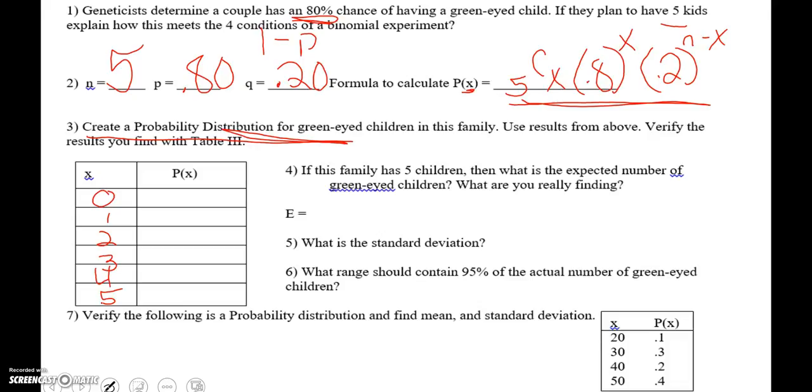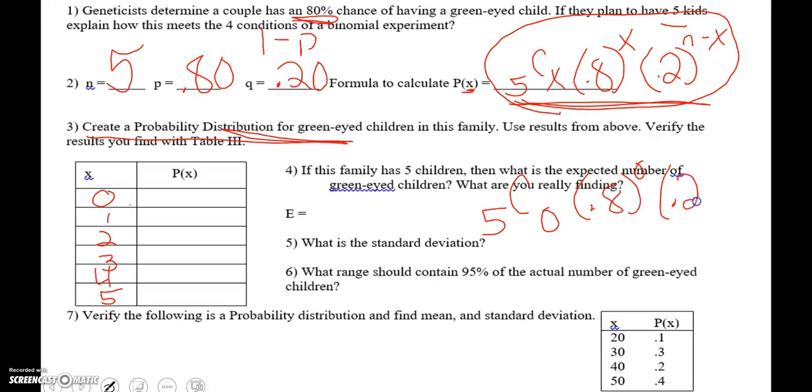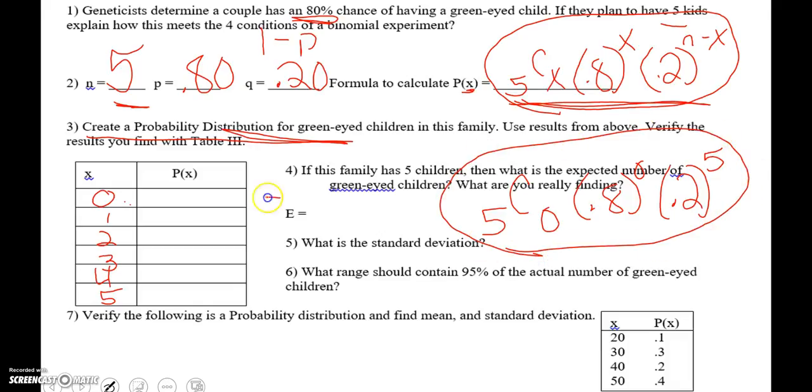What is the probability of having 0 green-eyed children? Well, we have to use this formula right here, which would be 5 choose 0, times 0.8 to the 0 power, times 0.2 to the n, which is 5, minus x, which is 0. So that's to the 5th power. Put this into the calculator, and it will give you this.